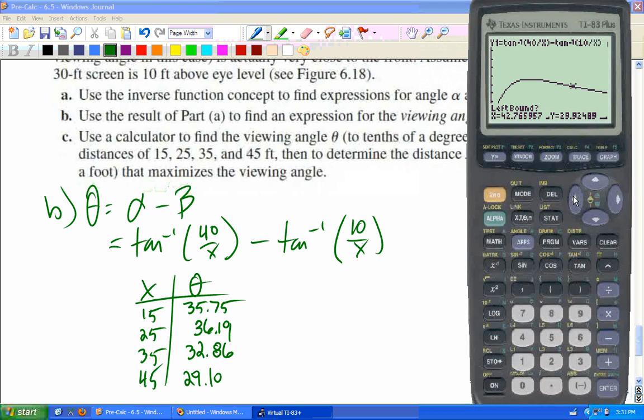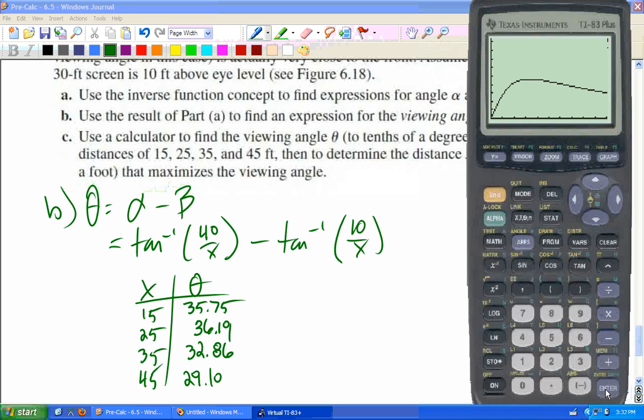Now, in order to figure out the max, all we're going to do is hit second, calc, maximum, and it says left bound. For those of you who haven't used this, our peak's right about here, so we're just going to make sure we go somewhere to the left of the peak. We can hold this down. Oh, sorry, this is the most riveting piece of video you've probably seen all week. Hit enter. Right bound, we're just going to go to the right of the max. We're just going to get past this horizontal line. And enter. Guess it's just somewhere in between those two. As long as you get a little bit inside, you should be fine.